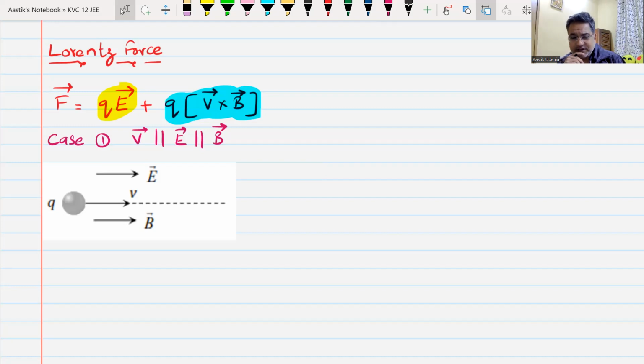What type of motion will this particle have? Huh? No one knows this? What type of motion will this particle have? Linear. As you can see, the velocity of the particle is parallel to the magnetic field.